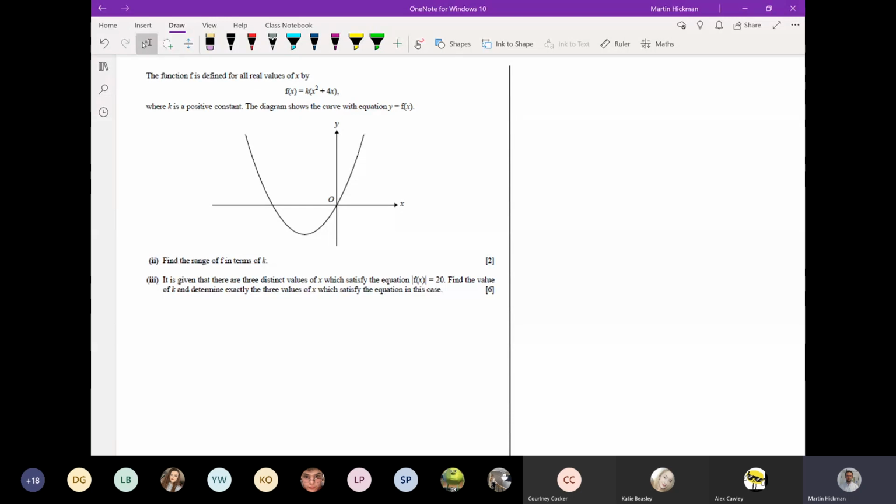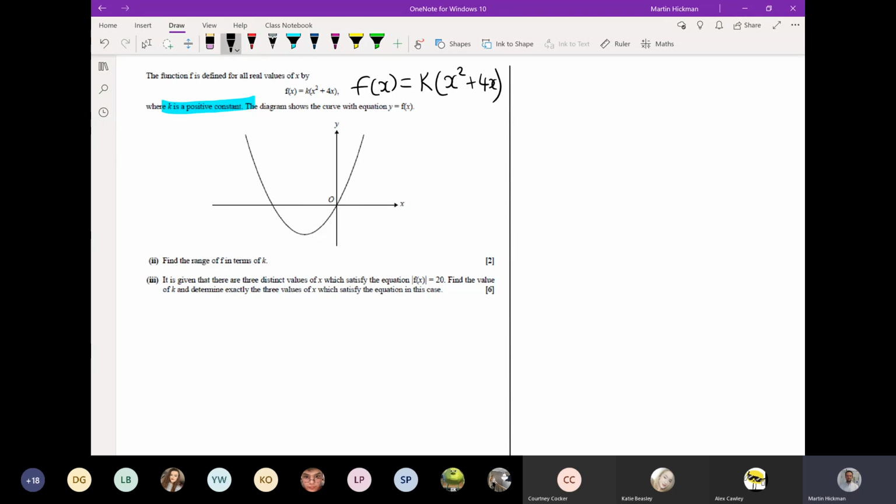So here's our past paper question then. Sorry if it's a little bit blurry on your screens at the moment. Hopefully you've got your booklet in front of you to see a bit clearer if you can't see it clearly here. So we've got a function f which is defined as, I'll write it a bit bigger if you can't see it, k times x squared plus 4x, and k is a positive constant, and we've got a diagram here of f of x. The first thing we're going to do is find the range of f in terms of k.